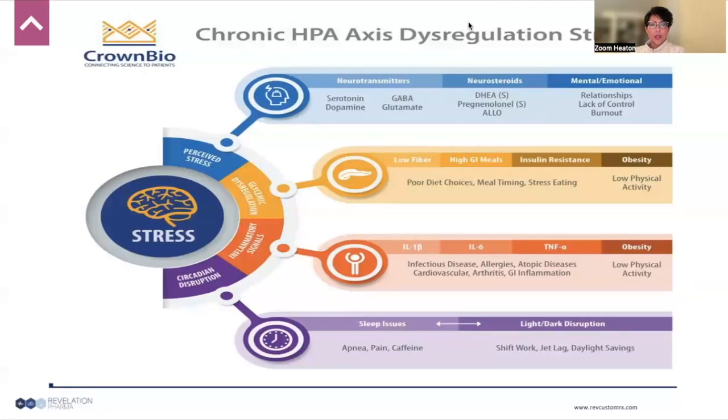And these are some stressors that contribute to chronic HPA axis dysregulation. Of course, perceived stress, your glycemic dysregulation, where you have insulin resistance, high glycemic index meals, low physical activity. Of course, you also have the inflammatory signals, from gut inflammation, cardiovascular disease, allergies, infectious diseases, and circadian disruption. So if you're not sleeping and you're using a lot of caffeine just to keep going, or if you're working shift work, you've got jet lag, and the time changes every year. So all of those contribute to that HPA axis dysregulation.